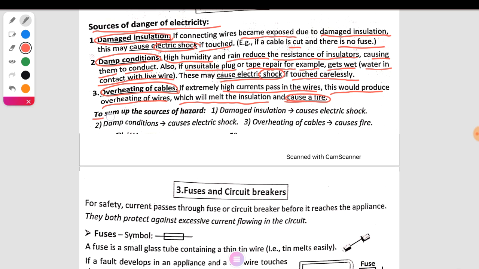To sum up the sources of hazard: number one, damaged insulation causes electric shock. Damp condition causes electric shock. Overheating cables cause fires.